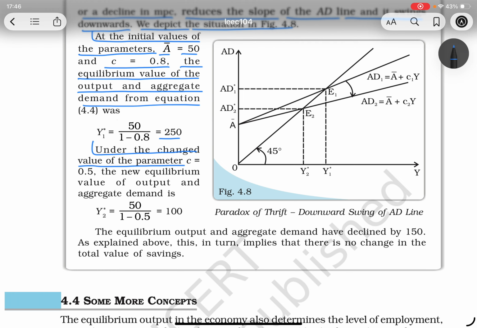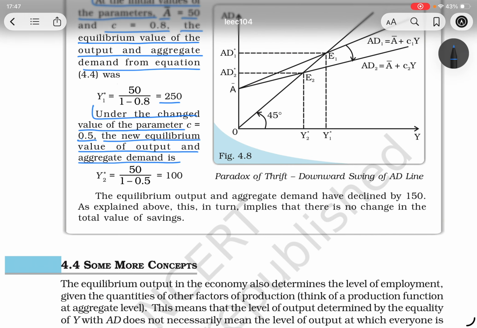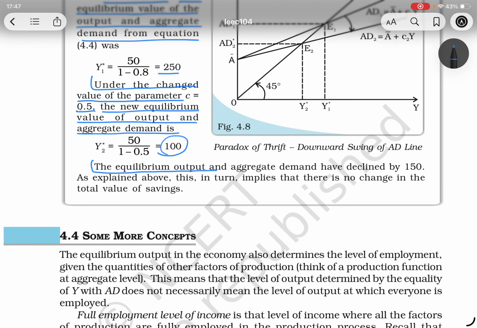Under the changed value of the parameter C equals 0.5, the new equilibrium value of output and aggregate demand is Y2* equals 50 divided by 1 minus 0.5, which equals 100. The equilibrium output and aggregate demand have declined by 150, as explained above. This in turn implies that there is no change in the total value of savings.